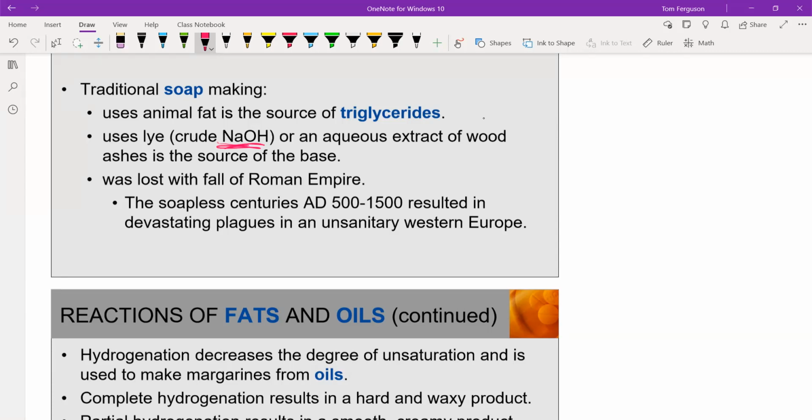Also, interestingly, Romans had soap. And then when the Roman Empire fell, sanitation changed drastically, at least for the majority of the people in those days. And there was a time when there wasn't a lot of bathing going on. Also, they lost the art of making soap.